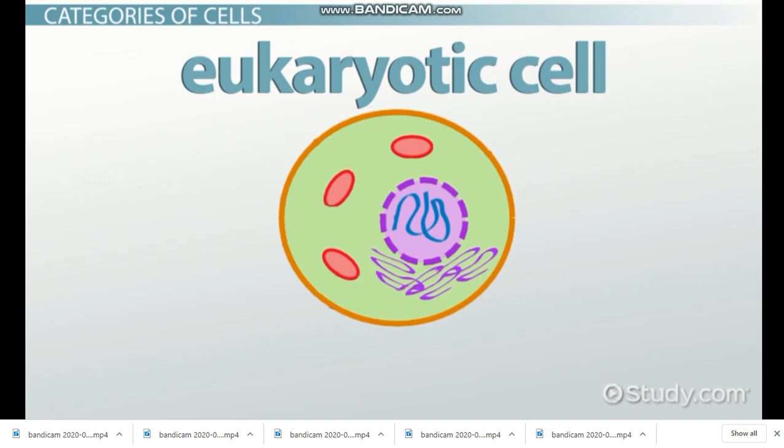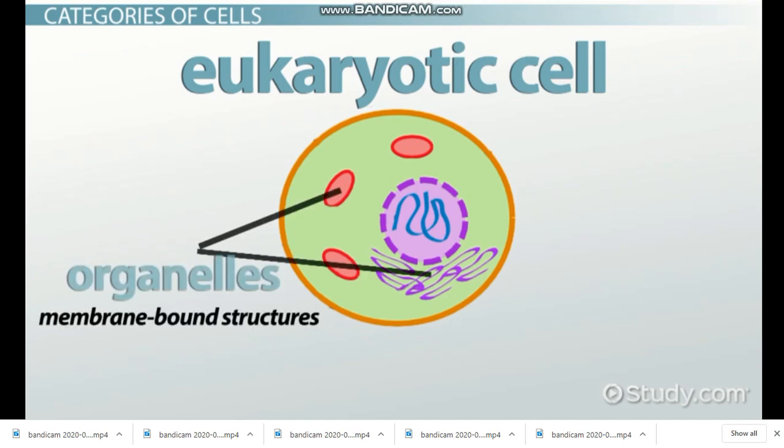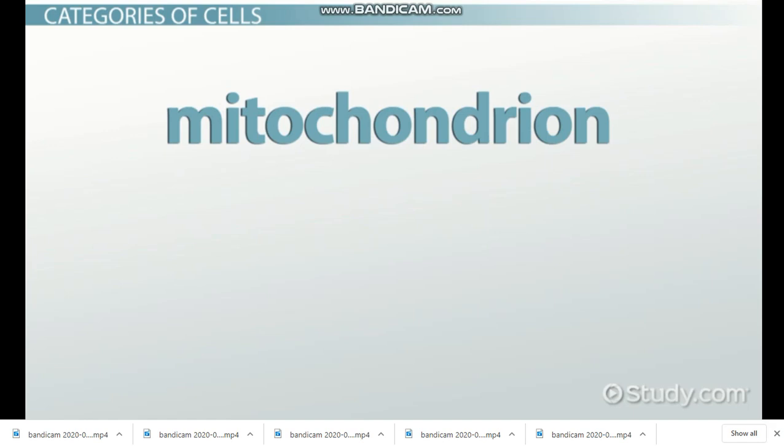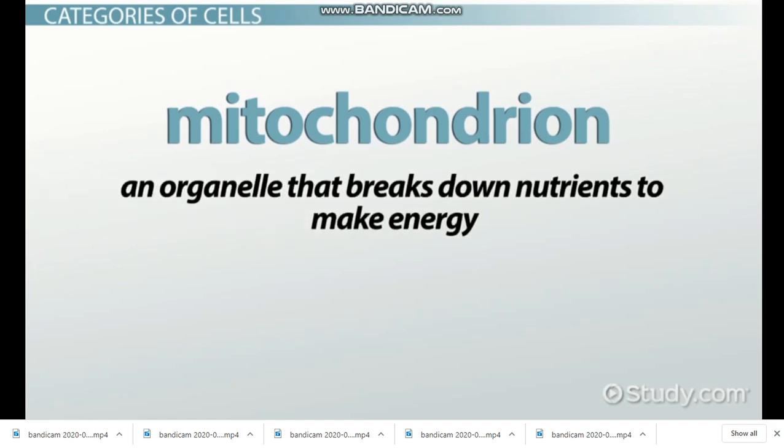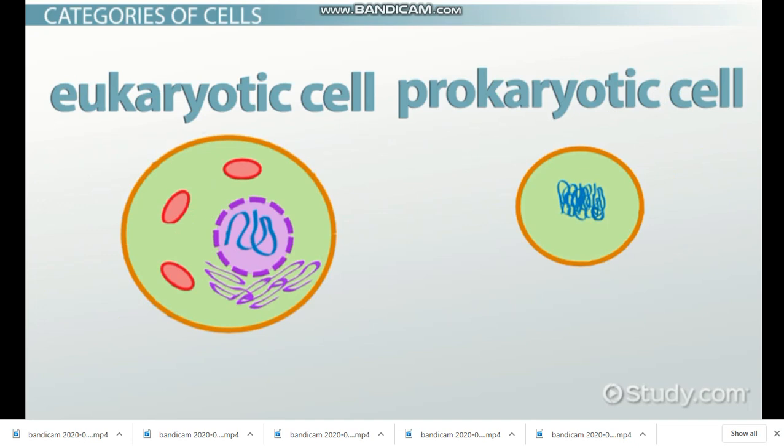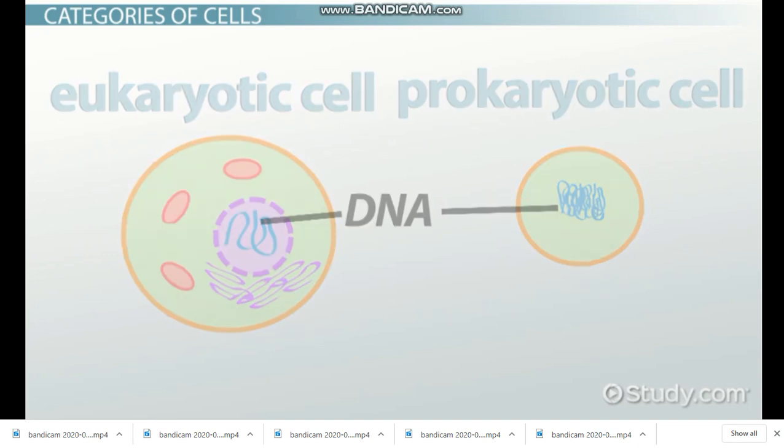A eukaryotic cell has many membrane-bound structures called organelles in its cytoplasm. There are many different kinds of organelles, and each one is specialized to carry out a specific and unique function. For example, the mitochondrion is an organelle that breaks down nutrients to make energy. One more difference between eukaryotic and prokaryotic cells is that the DNA in eukaryotes is linear.